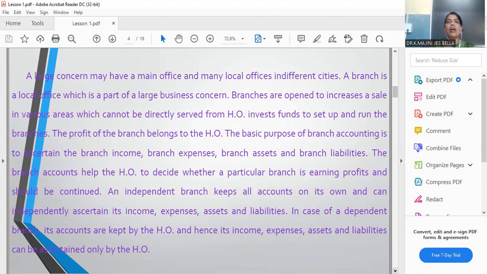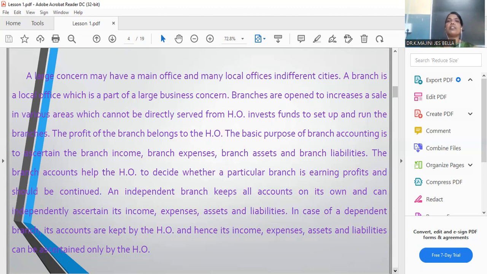The basic purpose of branch accounting is to ascertain the branch income, branch expenses, branch assets, and branch liabilities. Branch accounts help the head office to decide whether a particular branch is earning profits and should be continued. An independent branch keeps all accounts on its own and can independently ascertain its income, expenses, assets, and liabilities. In case of a dependent branch, its accounts are kept by the head office, and hence its income, expenses, assets, and liabilities can be ascertained only by the head office.